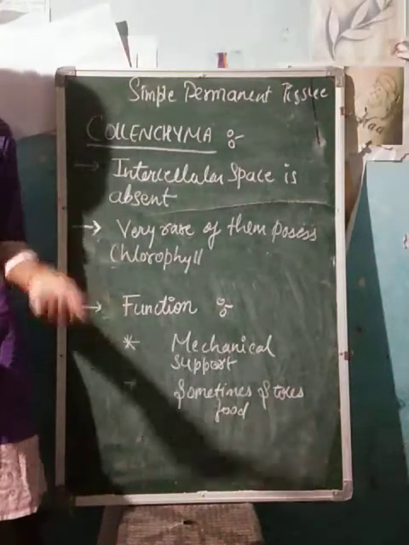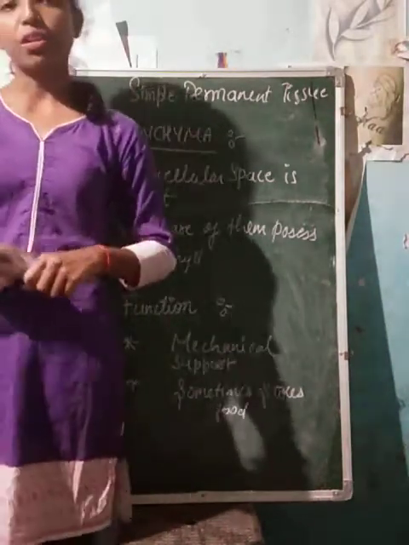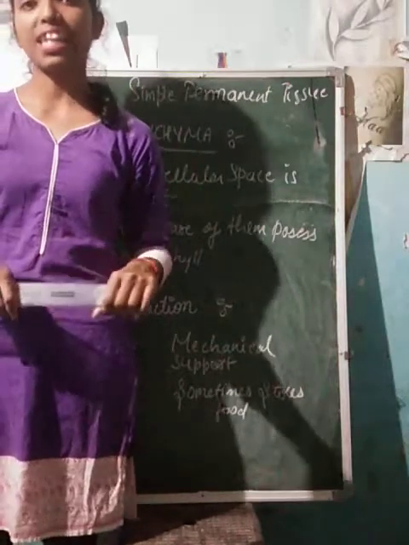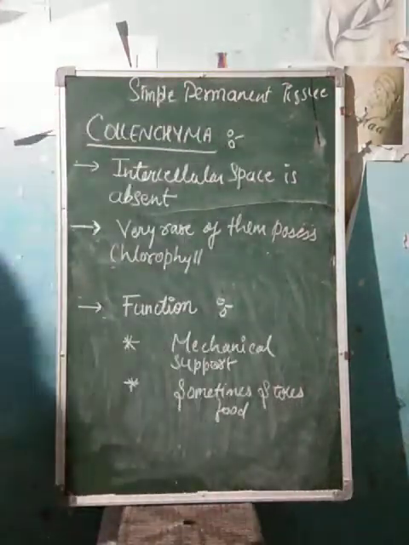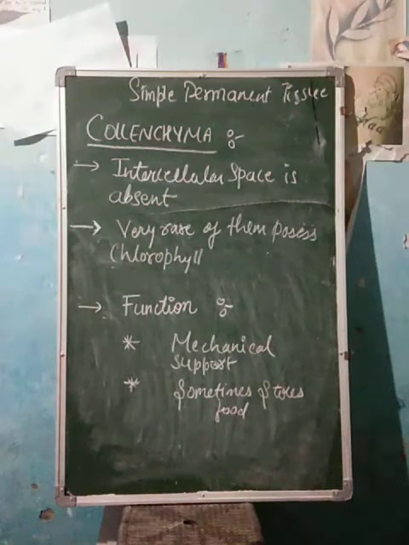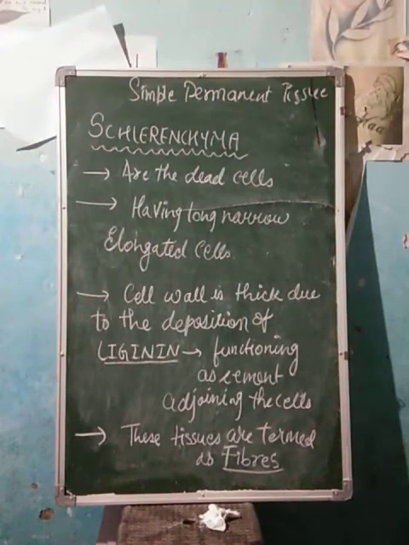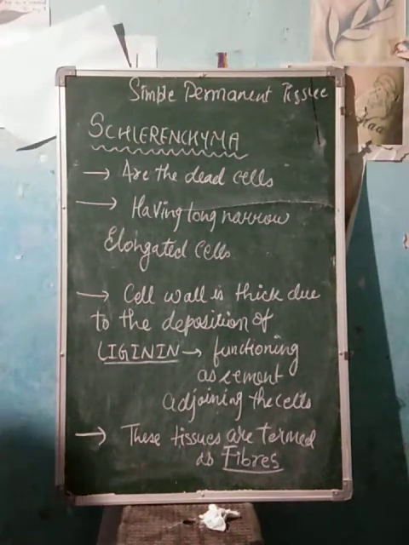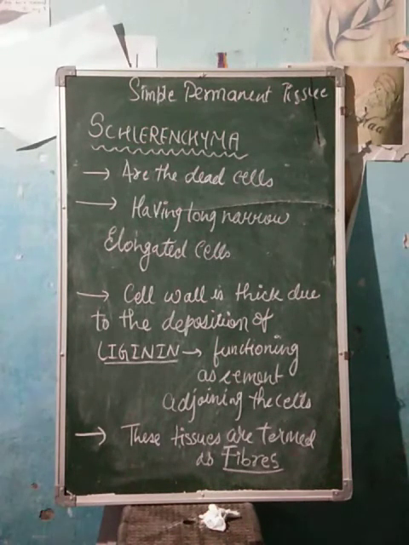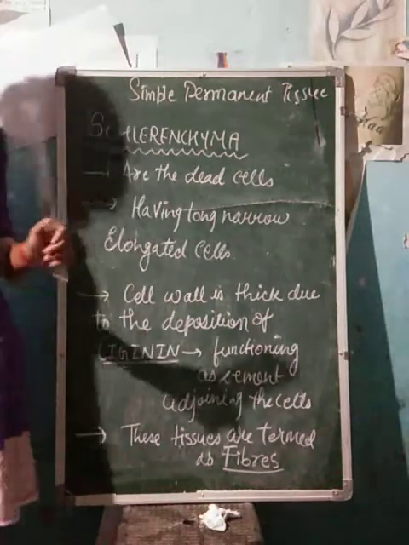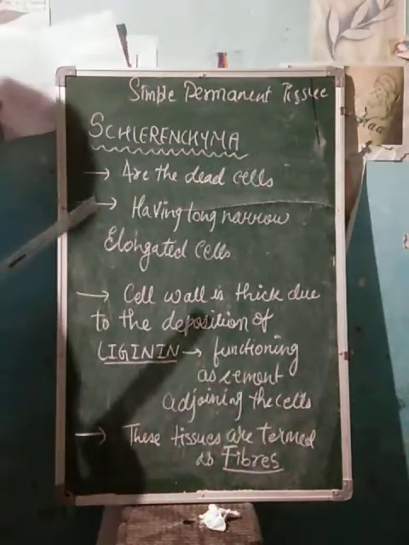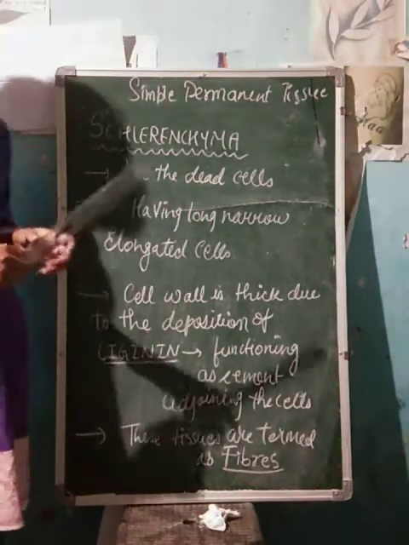Okay, I hope this collenchyma is clear to everyone. Now next we are going to see sclerenchyma. Okay student, this one we can see is the sclerenchyma. Sclerenchyma, the basic thing about it is that these are dead cells.